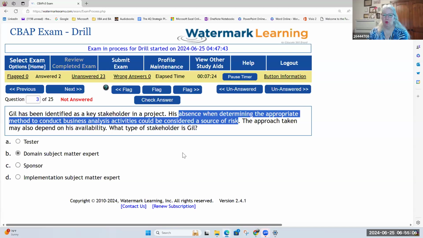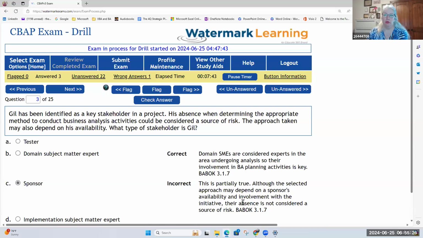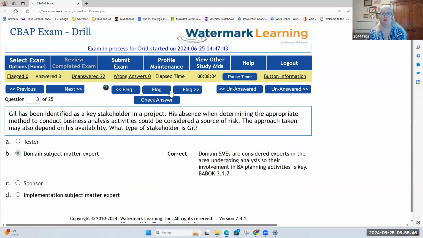I'm seeing more B's than anything else, so I'm going to go ahead and check this answer. And that is correct. Without a domain subject matter expert when conducting business analysis activities, we would not get all the information, right? Let's check some of these others. C is partially true: the selected approach may depend upon the sponsor's availability. And I see a D as another option. The stakeholder type is not involved in planning the BA approach, so this one couldn't be the answer. This one is the answer, and we're going to go with it.